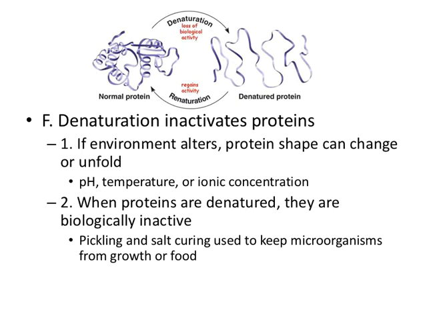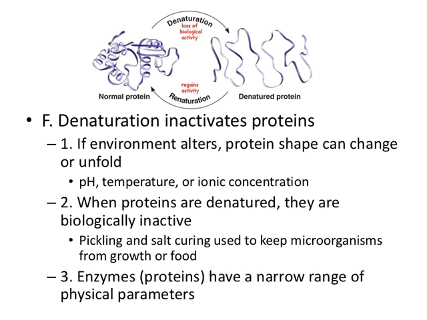So when we pickle items, like cucumbers to turn into pickles, or maybe beets or green beans or whatever you pickle, or even salt curing, what that is actually doing is just keeping microorganisms from growing or prolonging the life of food. So enzymes, or the proteins that are found in cells or in any environment, do have a limited range of physical parameters. So that's why if the pH changes outside its normal parameter, then it will denature and unfold and not work properly.